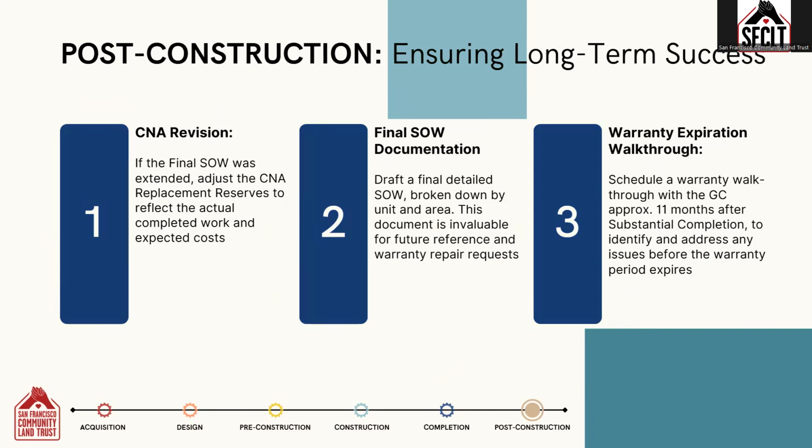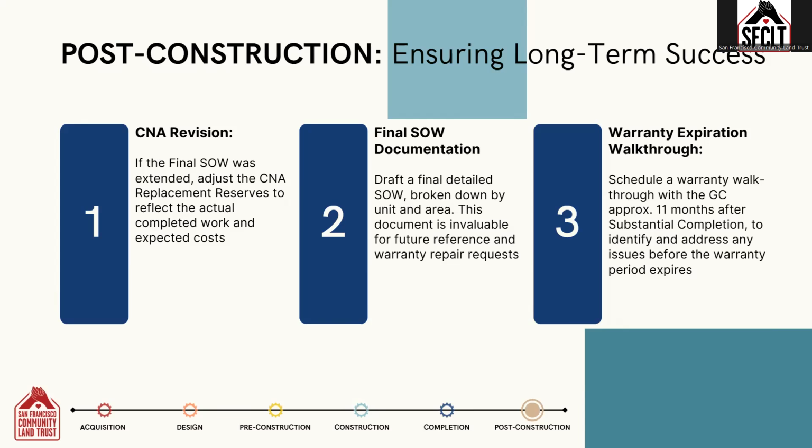Once the project has been completely closed out, there are 3 recommended post-construction tasks that will ensure the project's success in the future. First, the CM should revise the CNA, the Capital Needs Assessment, to reflect the final scope of work that was completed in the rehab project, or work that was ultimately excluded from the project. The CNA is a guiding document for property maintenance over the next many years, so it's important to keep it updated as work is completed.